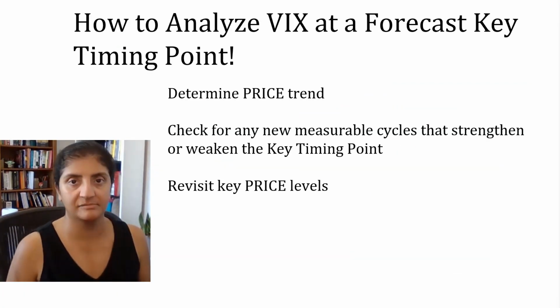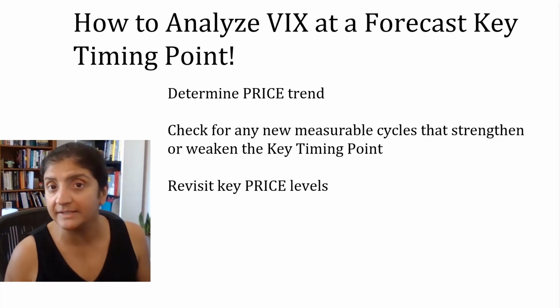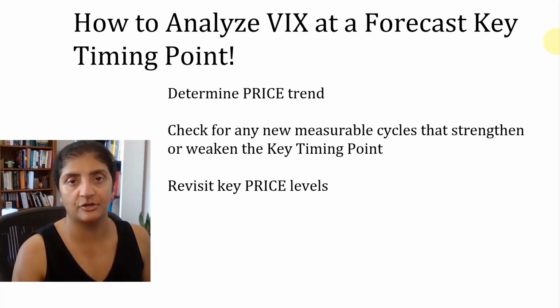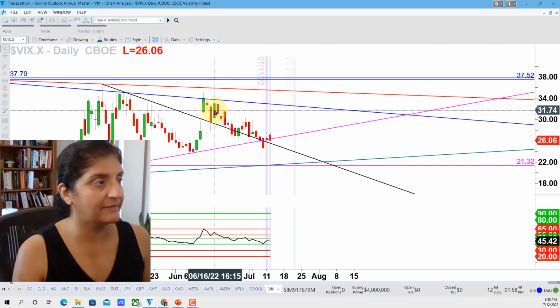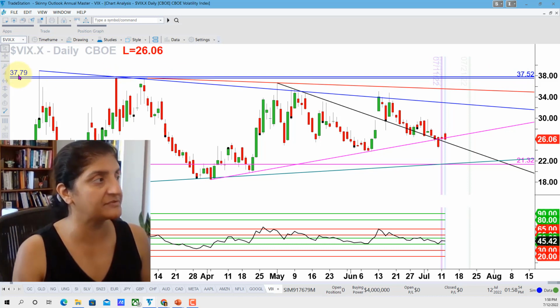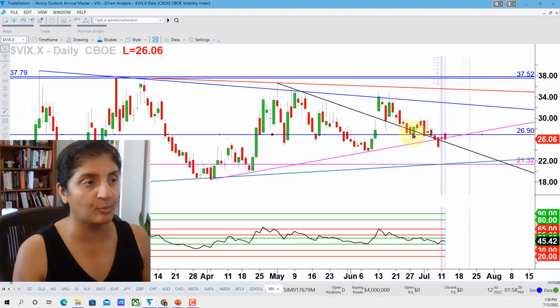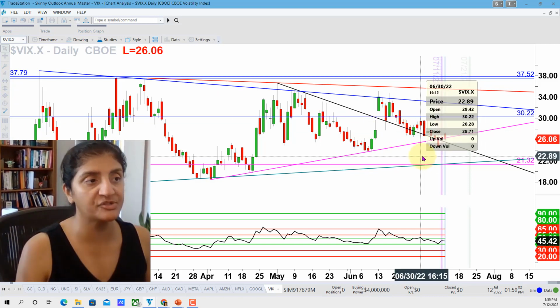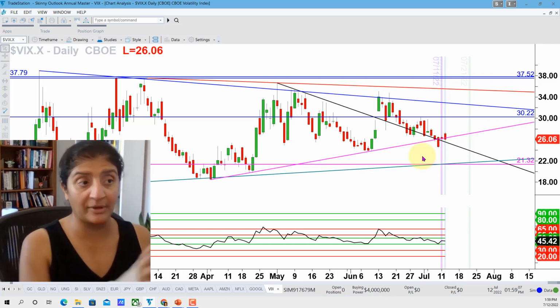Revisit key price levels. This is where we want to look at support, which is price floors, temporary areas of buying pressure, or resistance, which is price ceilings, temporary areas of selling pressure, and make sure that we're paying attention to the right ones on the chart. So bringing back our chart here of the VIX, you can see that from my past analysis, I had resistance lines drawn at 37.52 and 37.79. Those are still important, but in the near term, in the closer-by price action, the most important level is this June 30th high, the 30.2022 level.